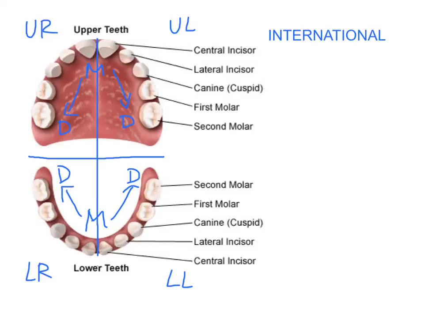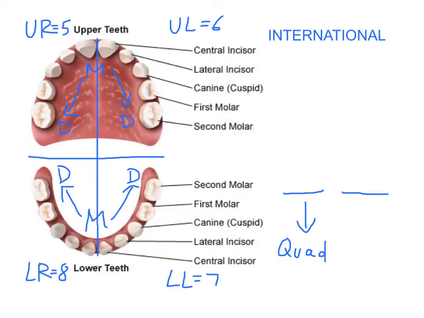Next, we will be reviewing the rules of the International Tooth Numbering System using the same diagram. The International Tooth Numbering System utilizes 2 digits. The first digit corresponds to the quadrant. The upper right quadrant corresponds to the digit 5, the upper left 6, the lower left 7, and the lower right 8.